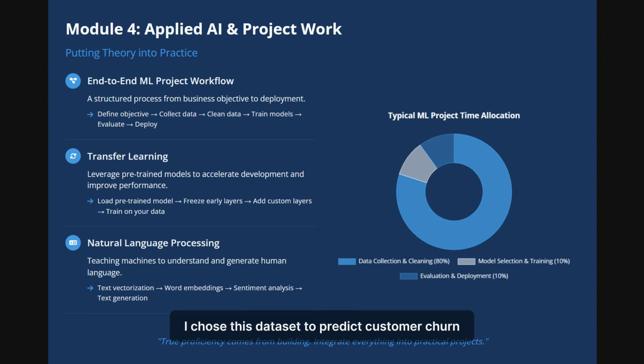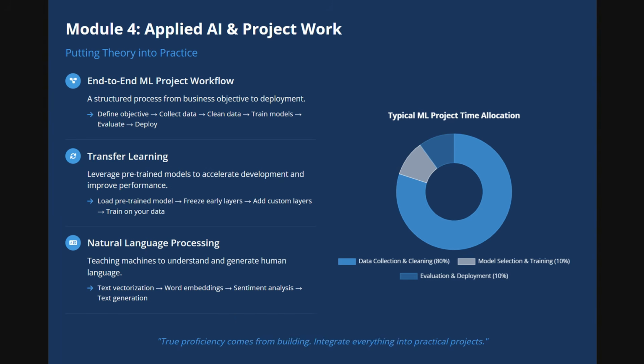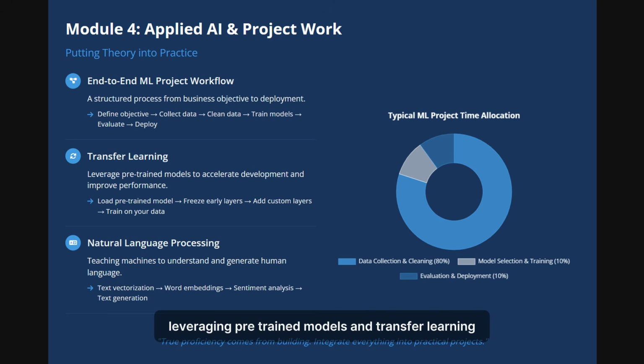I chose this data set to predict customer churn. I handled missing values by filling them with the median. I selected a random forest model because of its robustness. On the final unseen test set, the model achieved an F1 score of 0.85, indicating a strong balance between precision and recall.